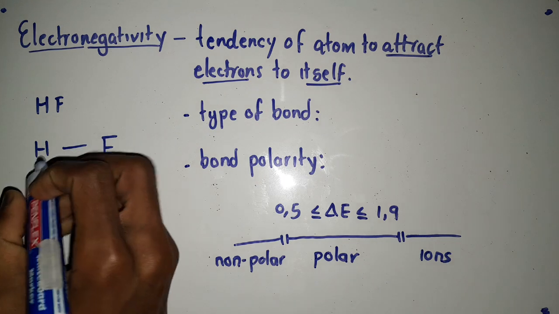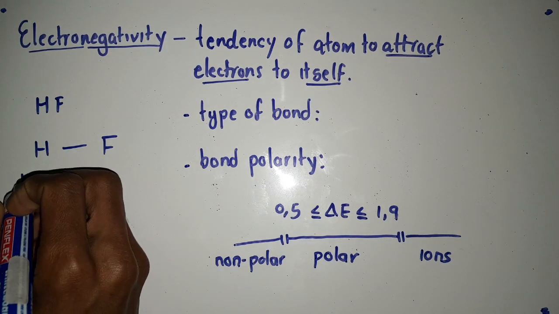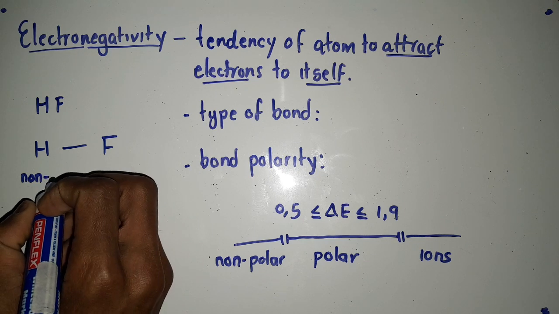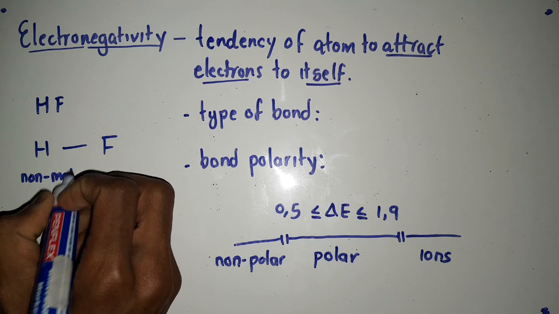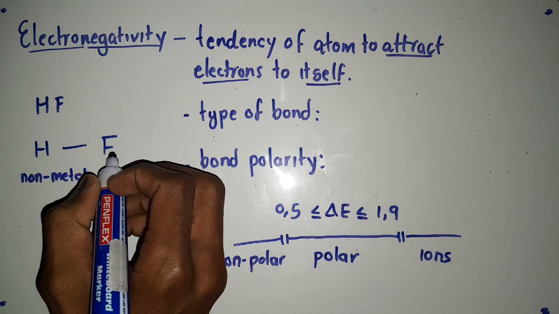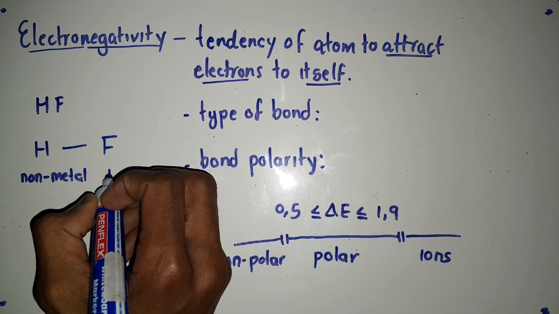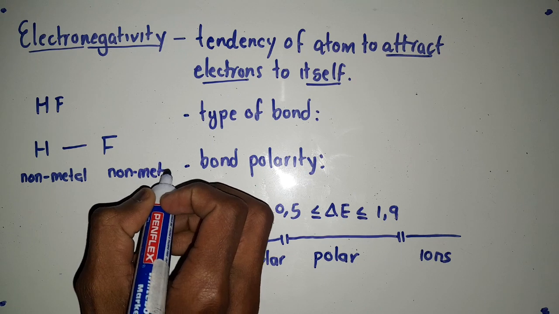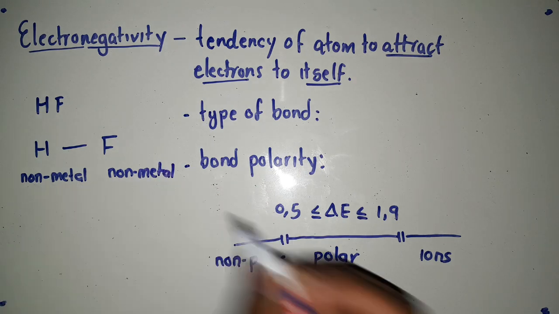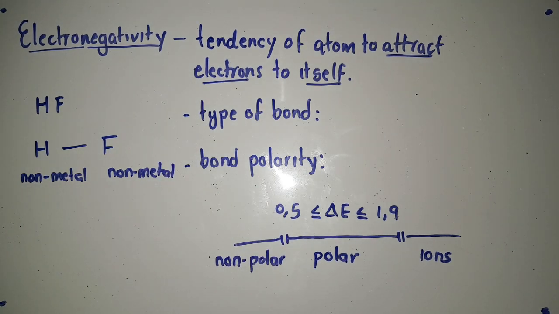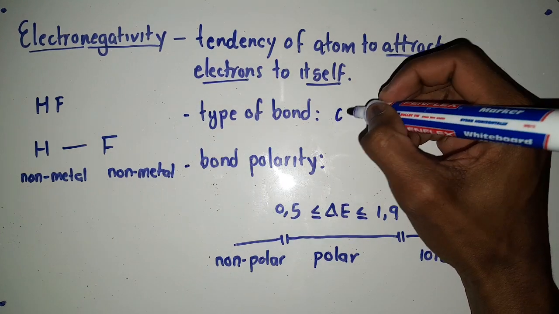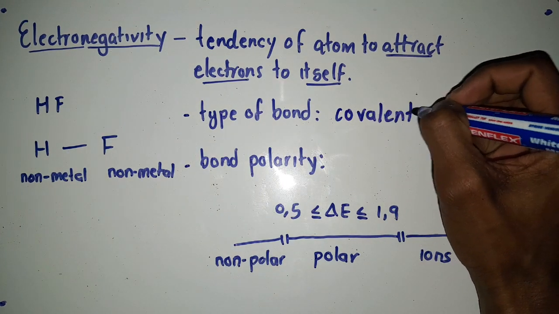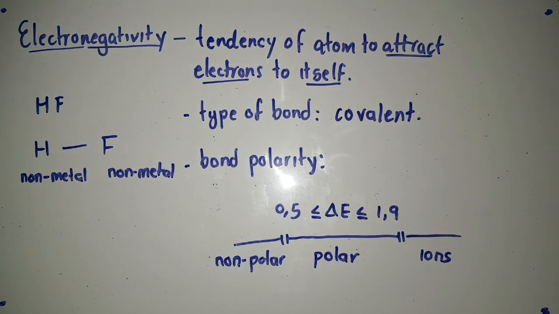We know that hydrogen is a non-metal. Fluorine, it's a non-metal. Two non-metals, they form what? A covalent bond. Then we are done with this question.